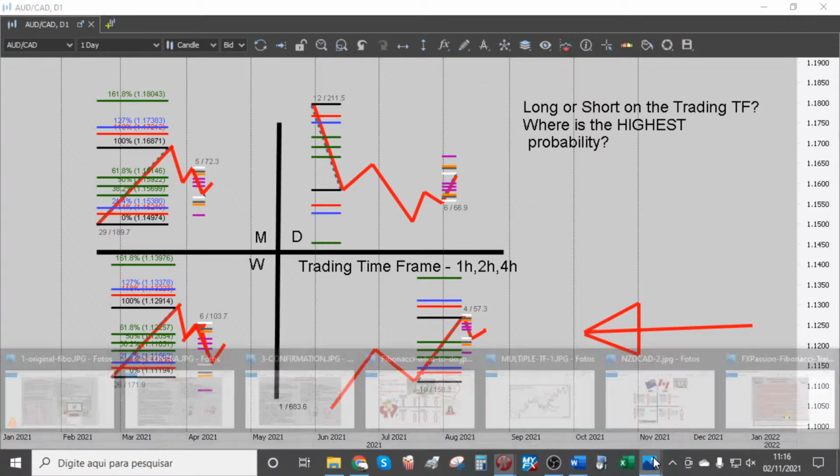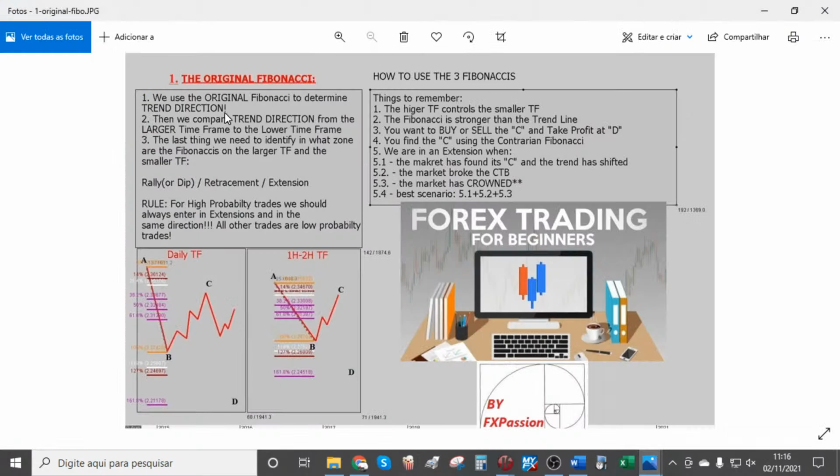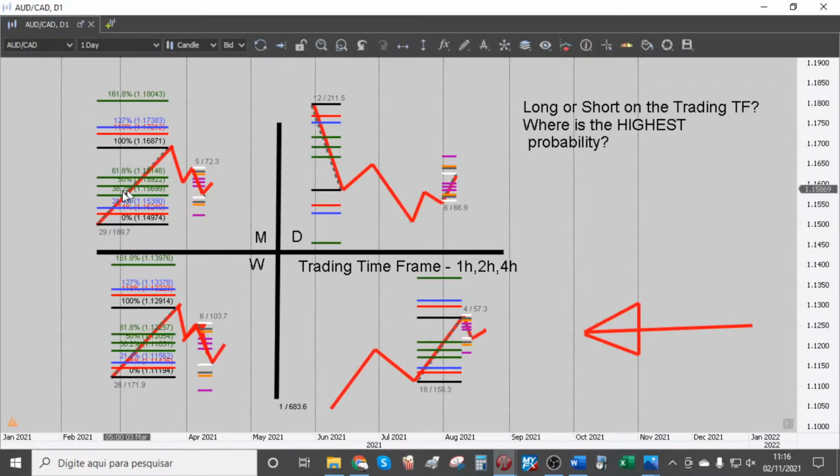So if the original Fibonacci determines trend direction, what is the trend direction on the monthly chart? Up. Yes, sir. What is the trend direction on the weekly chart? Up. Very good. The original Fibonacci confirms or determines trend direction.